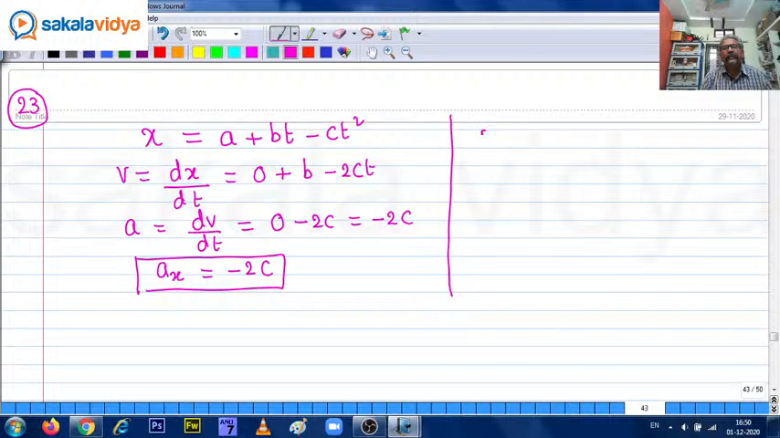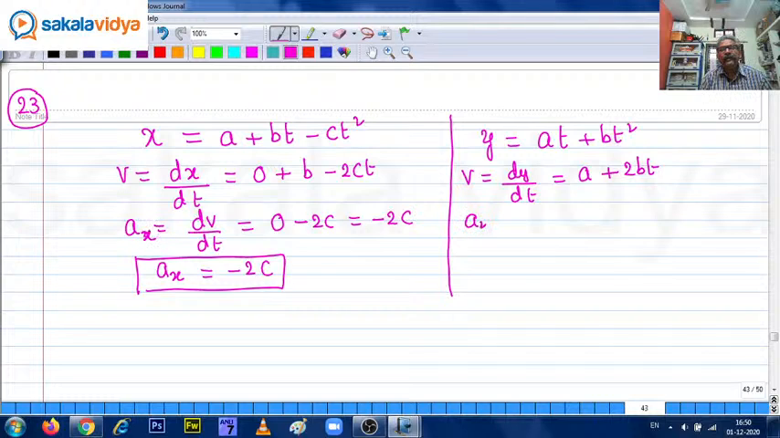Now y is given by the displacement along the y-axis: at plus bt square. Now the velocity is dy by dt, that is differentiation of at gives a, and differentiation of bt square gives 2bt. Next, ay, the acceleration along the y-axis, dv by dt, is equal to 0 plus 2b. So ay equals 2b.